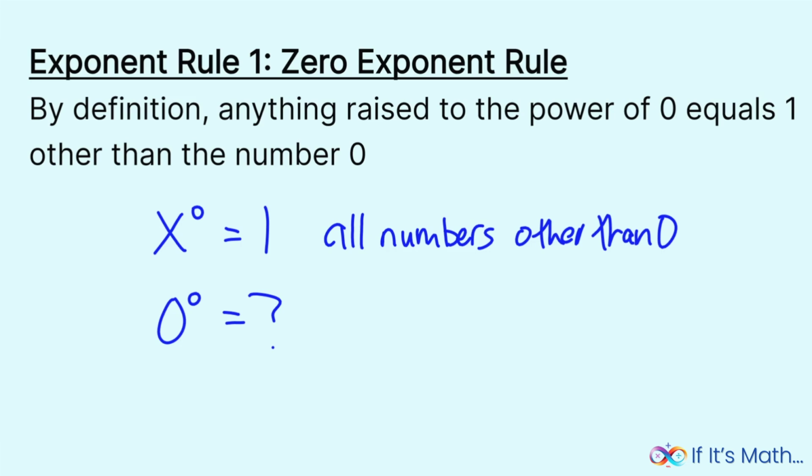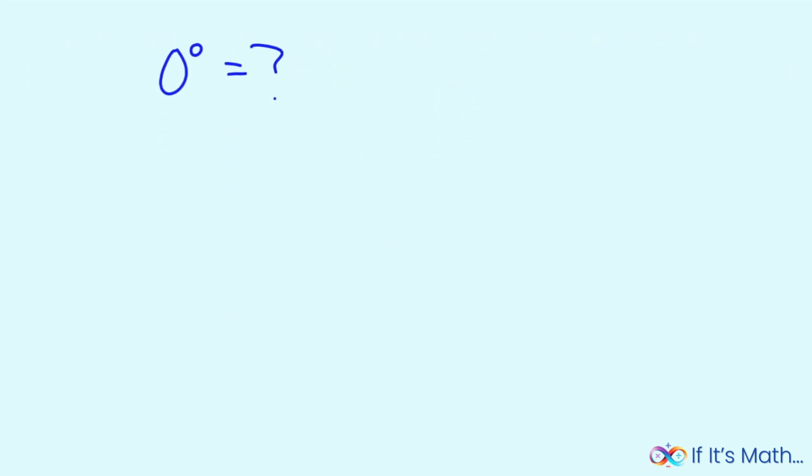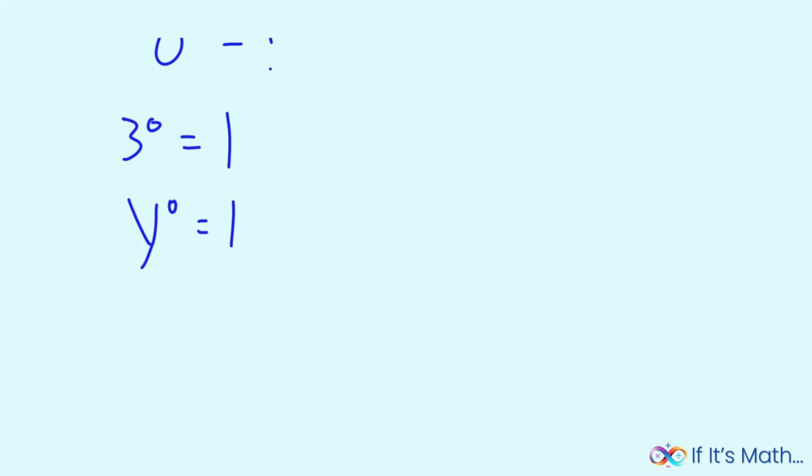As you're working with expressions, we always just make the assumption that it's not equal to 0, because that's the only time that that's not going to be the case. So if we think about a few examples of this, if you have 3 to the 0 power, guess what? It's 1. If you have y to the 0 power, it's 1. And if you have, say, 3x to the 0 power, still 1.